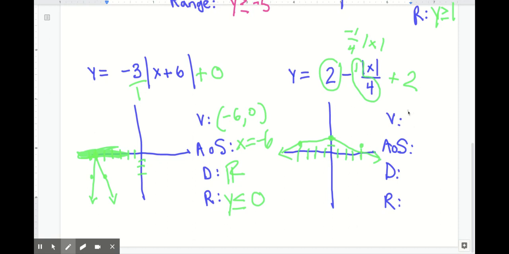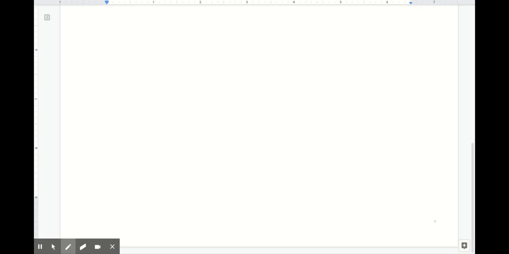So my vertex on this graph, 0, 2. Axis of symmetry, x equals 0, domain all real numbers, and range is going to be y is less than or equal to 2. After you learn your rules, these really aren't bad to do. I have one final disclaimer and we are done with this section.